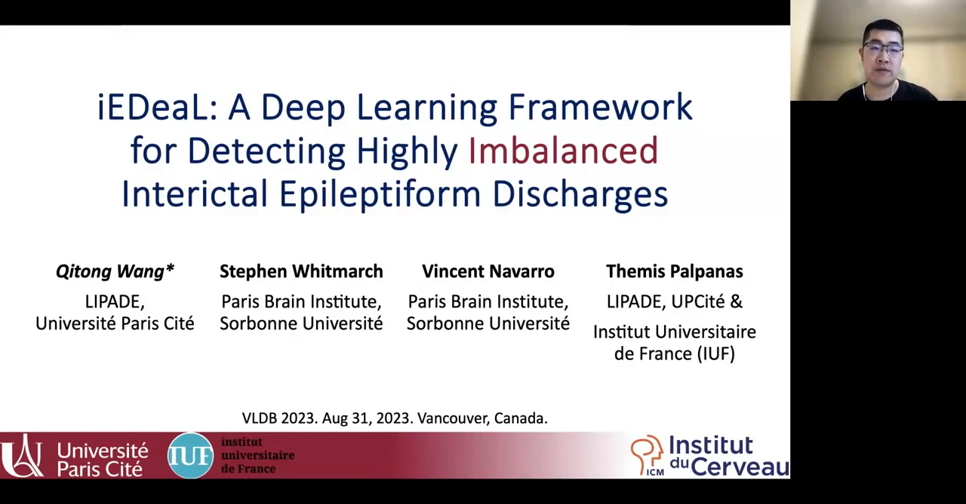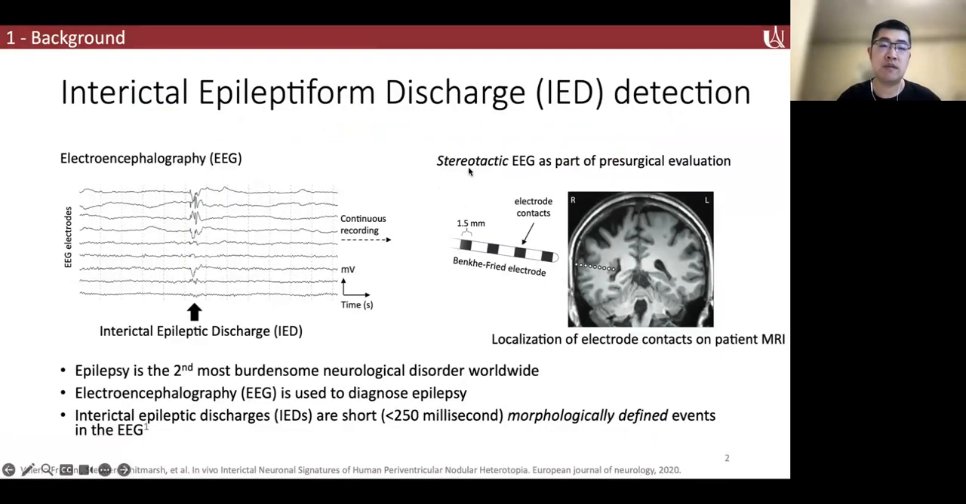Today I'm going to share with you our work IDEAL, which is a deep learning framework that detects highly imbalanced interictal epileptiform discharges. It is a collaboration with neuroscientists from the Paris Brain Institute, Stephen Whitmarsh and Vincent Navarro. So our problem is to detect the interictal epileptiform discharges, which we call IED.